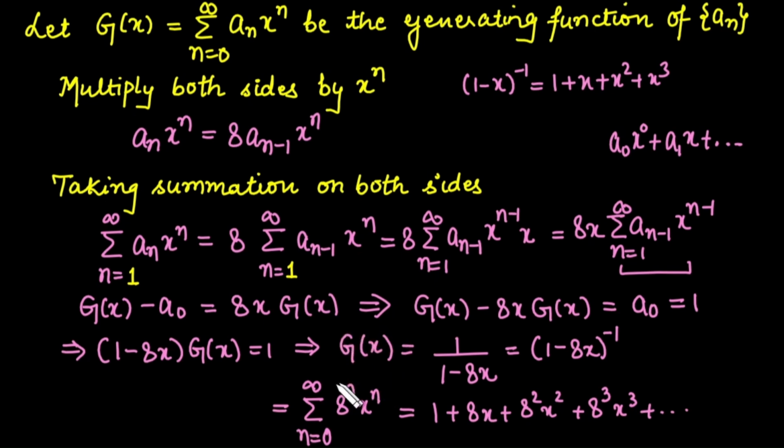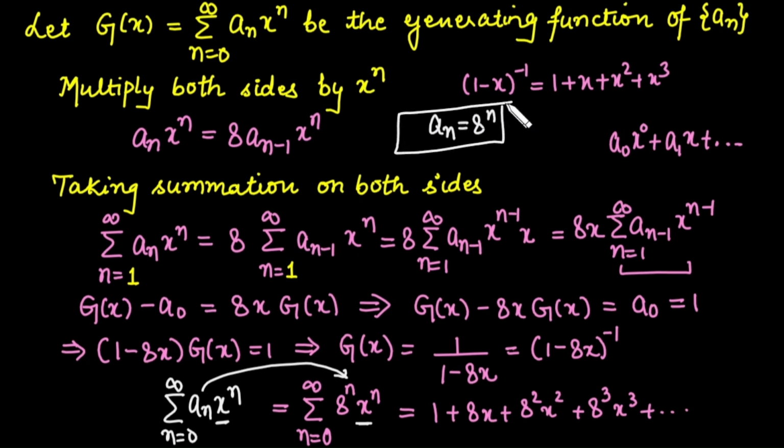Now compare this with the value of g(x). What is the value of g(x)? That is summation n from 0 to infinity a_n x raised to power n. By comparing these two, x raised to power n, x raised to power n, summation starts from 0 till infinity. It means the value of a_n in this case we are getting as 8 raised to power n, and that is the final solution for this case.